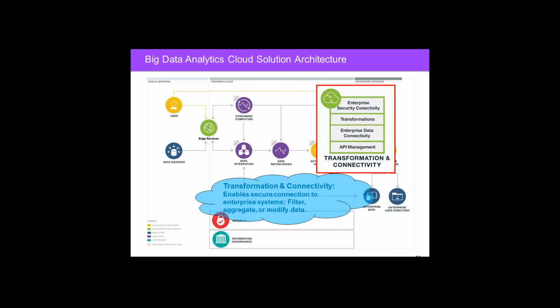The transformation capabilities speak to any further transformations that are required for the data sitting in the data repositories or in the Actionable Insight applications to be converted for use by the enterprise applications. The enterprise data connectivity speaks to any SaaS type of capabilities available to map the data formats from one source to another. And then finally, what we see here is API management capabilities being made available.